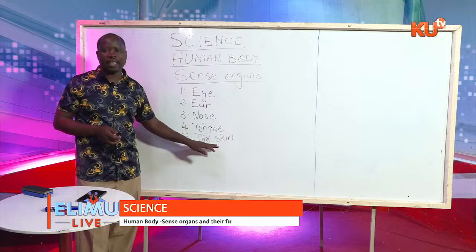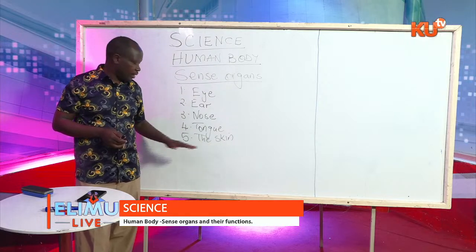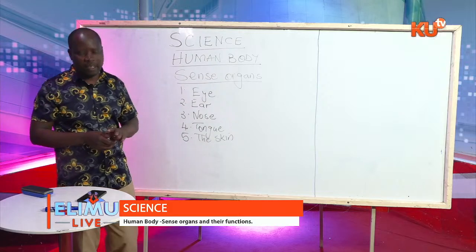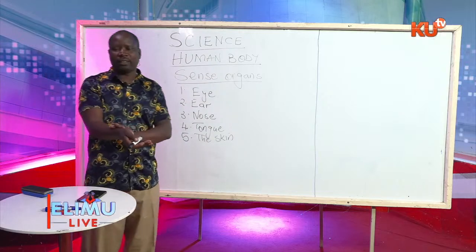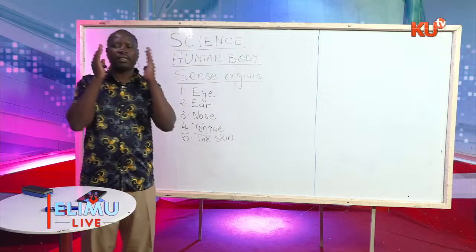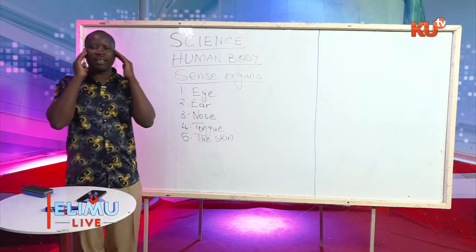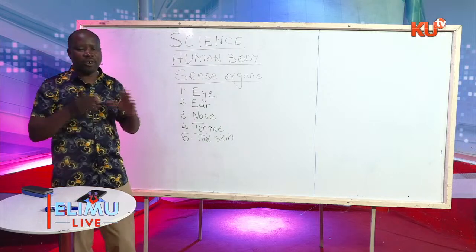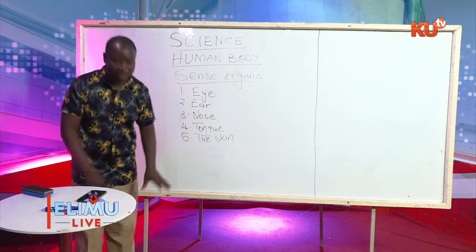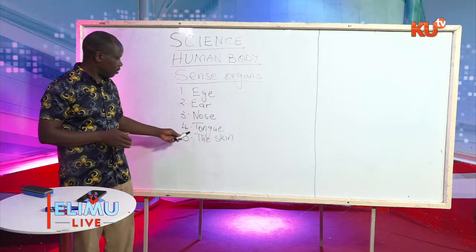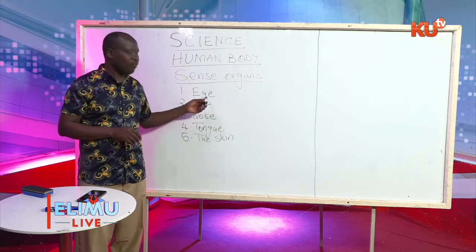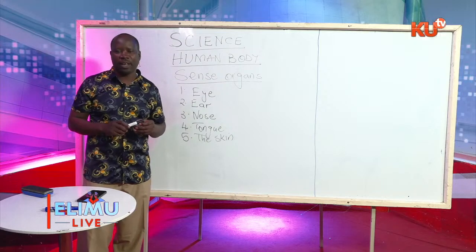Then the skin, the last one is the skin. The skin is what covers the whole of our body. If I check on my hands, this is my skin. If I look at my head, my cheeks, my face, it's covered by the skin. All round, if I look at my legs, it's covered by the skin. So that is the number of the sense organs and each of them that we have.